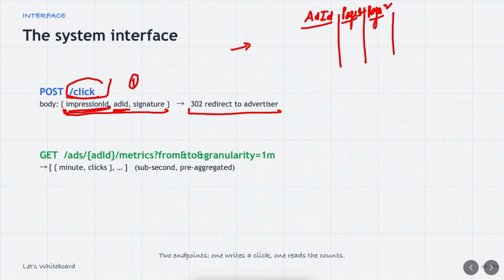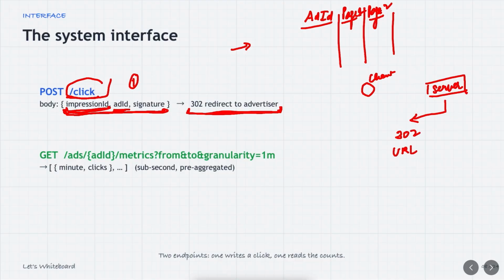When we hit the slash click endpoint, we send these to the backend server, and as a response, we get a 302 redirect to the advertiser's site. You can take it like this: the client sends this in the body, and the server responds with the 302 and a URL to the client. Then the client redirects to this URL, which is the ad destination. Wherever we have some website or some app, that is the ad destination.